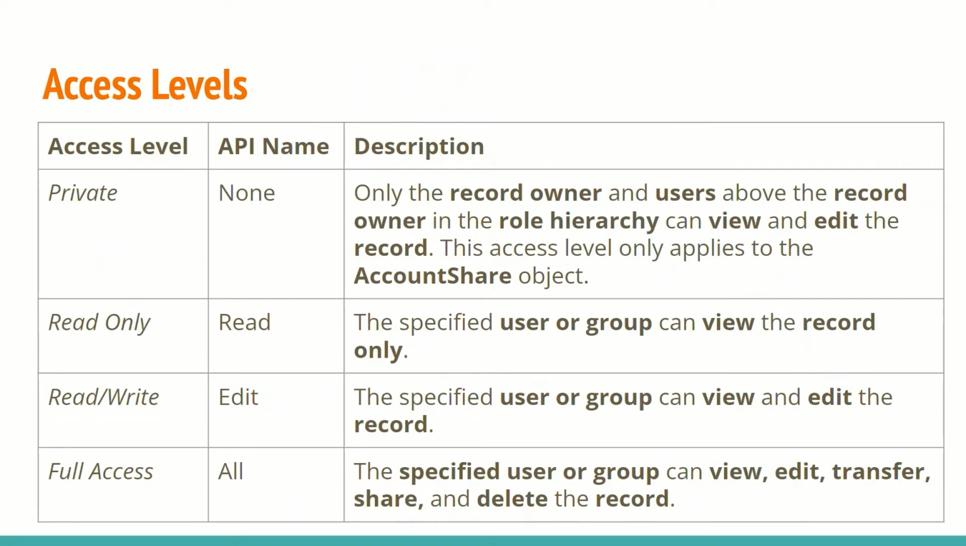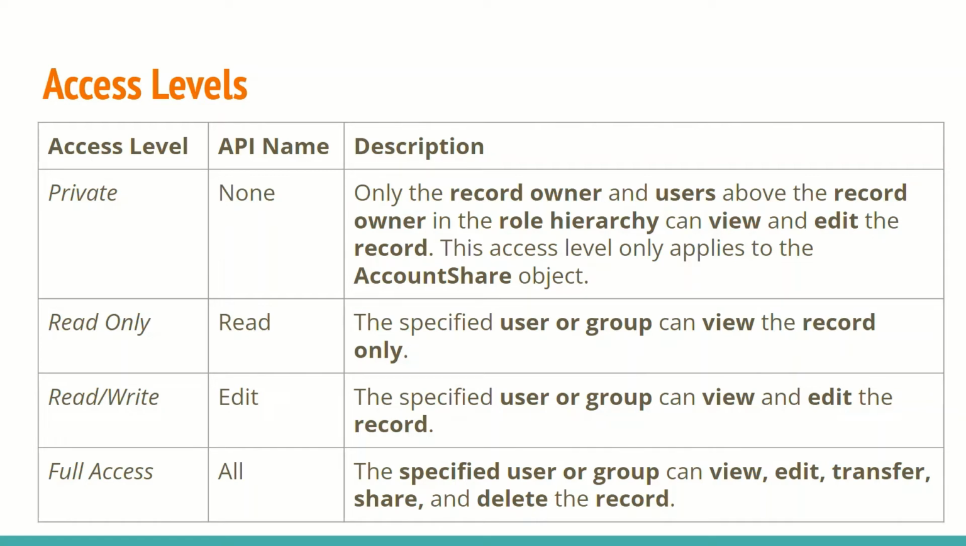Access levels. These are the generic access levels which we have in Salesforce. Access level Private, API name None: only the record owner and the users above the record owner in the role hierarchy can view and edit the records. This access level only applies to the AccountShare object.